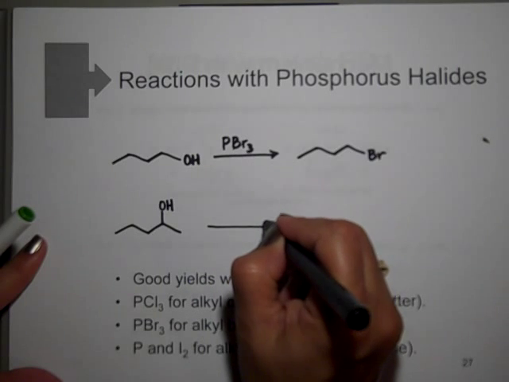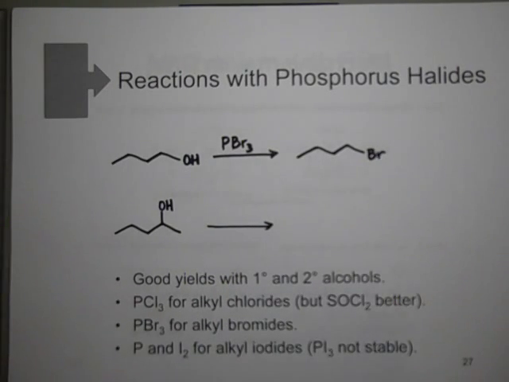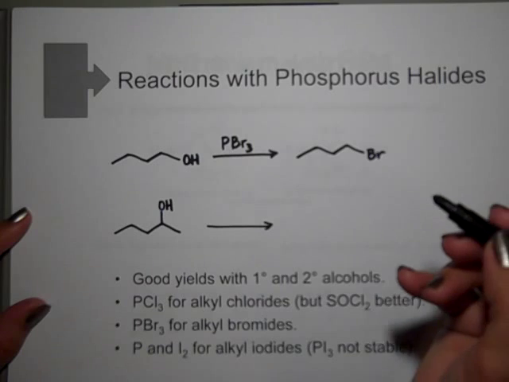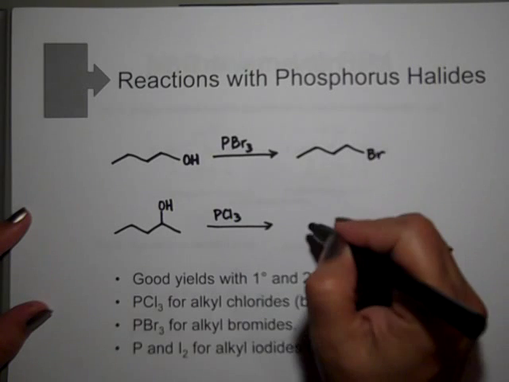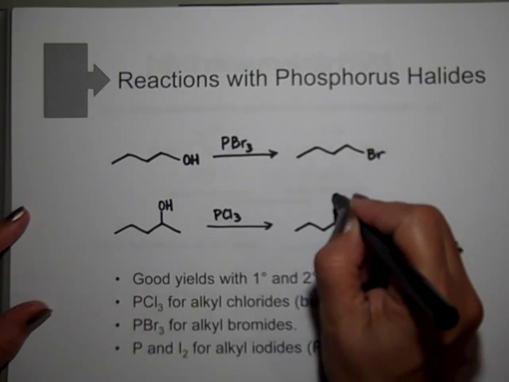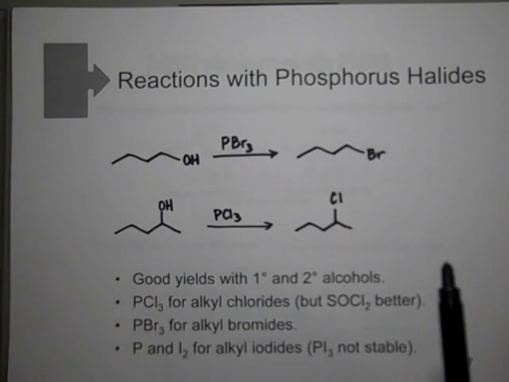But we focus on primaries and secondaries because those are the ones that don't react well with HBr or HCl. If you have a tertiary alcohol, then by all means just throw in some HCl or HBr. But the reaction will actually go without problem. If you want a chloride, you could use phosphorus trichloride. I prefer the PBr3 for the bromide, and then I'm going to show you thionyl chloride for chlorides. But again, it gives you good yields with primaries and secondaries.